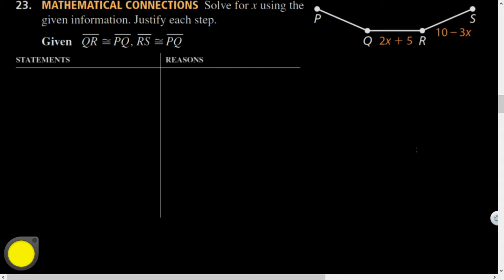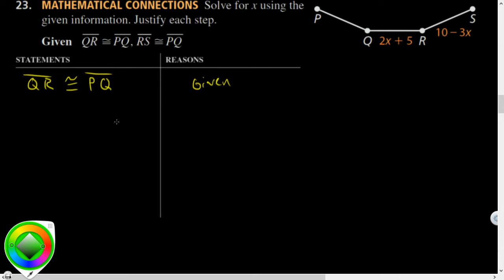Here we are. 23. Solve for x using the given information, justify each step. So let's start with our gimmies. QR is congruent to PQ. Reason: given, because someone told me so. The question book just told me in question 23 that it's true, so I'm saying it's true. Let's label that on our sketch even. So QR is this one, and it's congruent to PQ, this one. All right. True story.